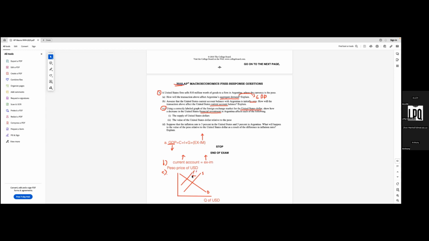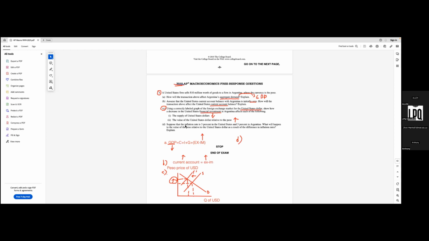So we shift the supply curve to the left, a decrease. So the value of the United States dollar relative to the peso is appreciating. Okay, so that is over C.